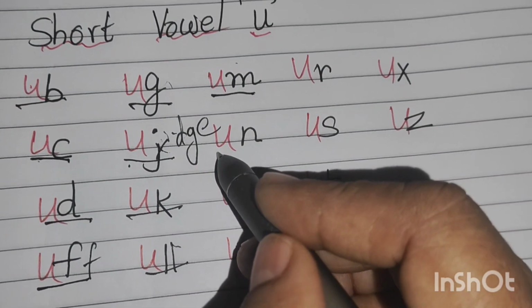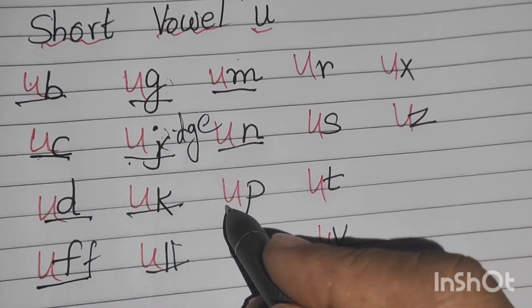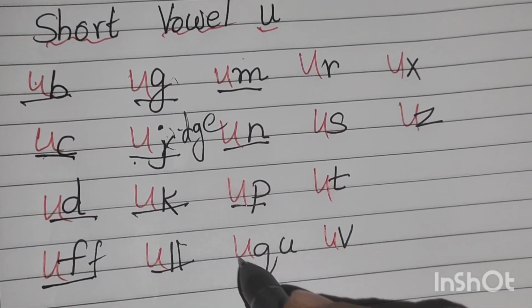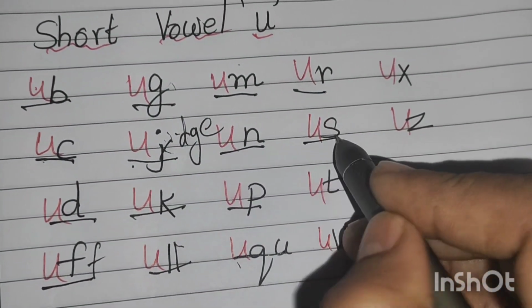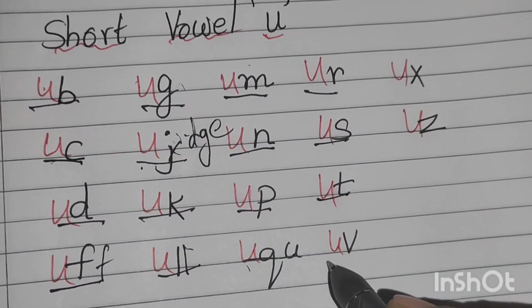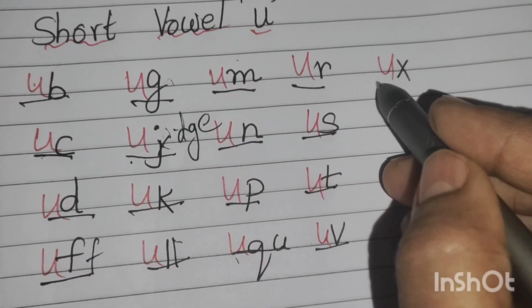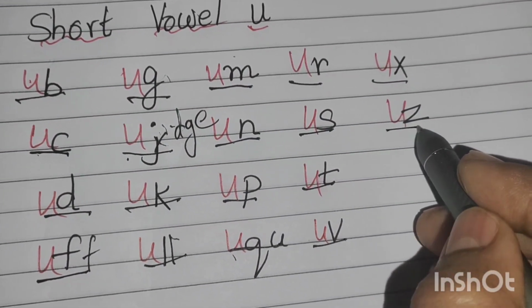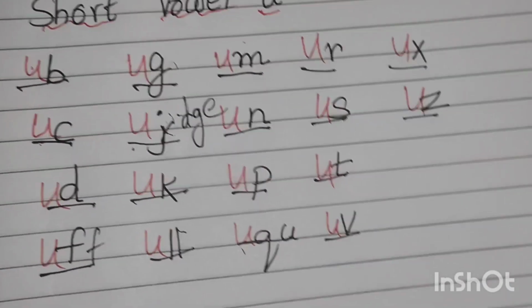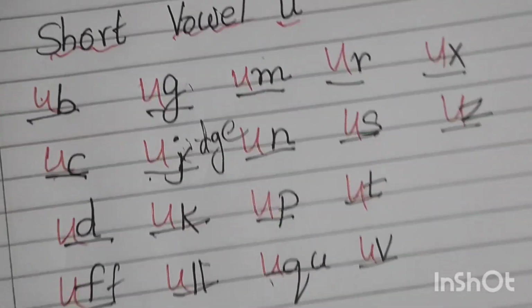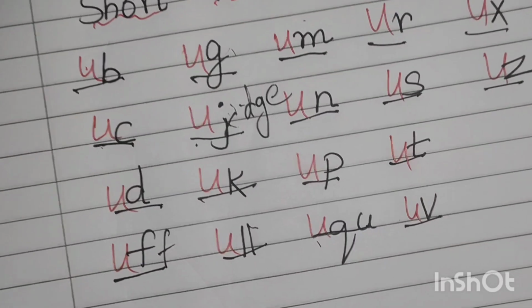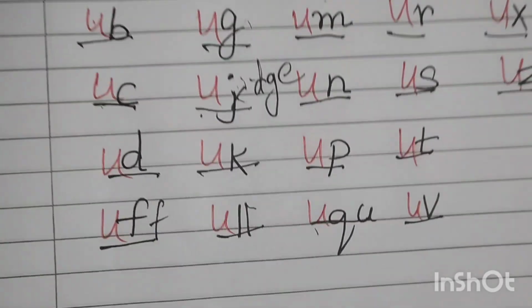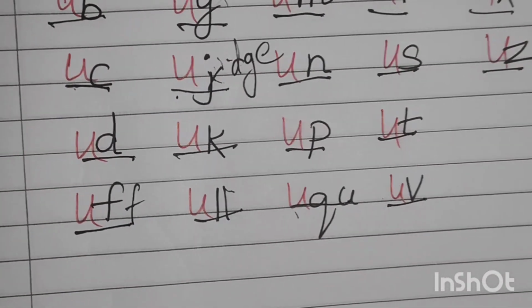UM, UN, up, UR, ur. US, us. UT, at. UV, av. UX, ux. UZ, us. So get thorough with the list. Beginners, if you are thorough with the list, you can read the words confidently.